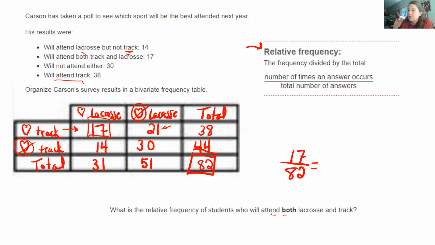Now, you can either leave your answer as a fraction, and that's already simplified, or you can turn it into a decimal. We would divide 17 by 82, and I get 0.21, and I could also write it as a percentage by moving that decimal 2 places to the right, and I would get about 21%. 21% of the total people surveyed attend both. So that's how you do relative frequency. It's out of the grand total.